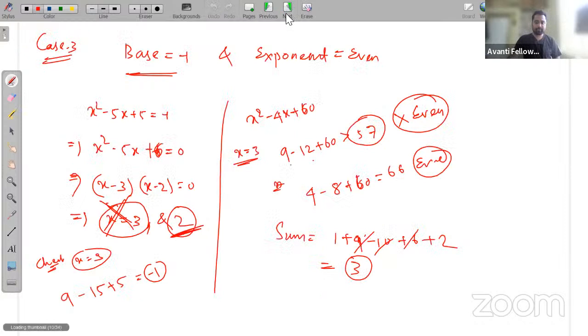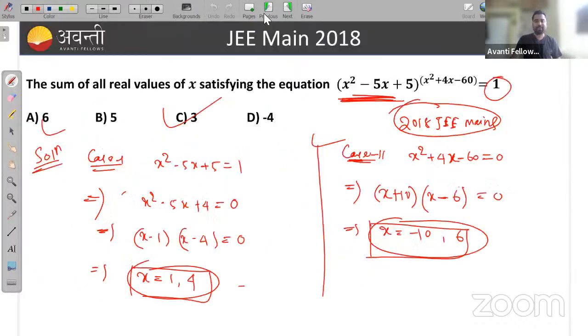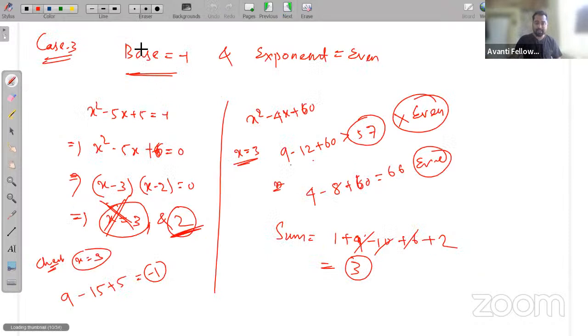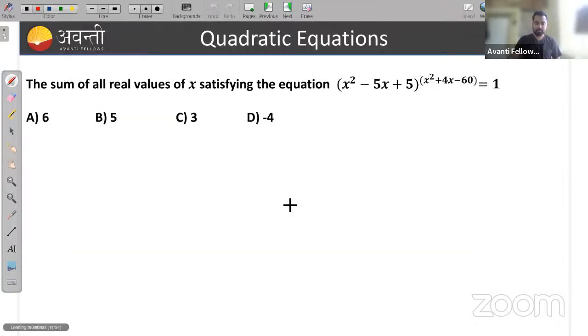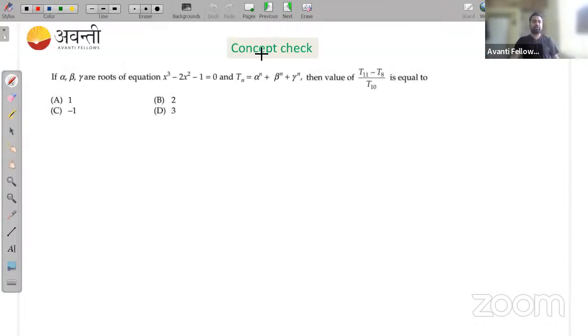Is it clear to all? Clear or not? Respond in the chat box. Yes, Jole, Siva, Lansho. Is it clear? 3 cases. One is when base becomes 1, and the second case is when exponent becomes 0. Then the third case is when base becomes -1 and exponent becomes even. Right? Clear? Chalo, let's move to the next question.